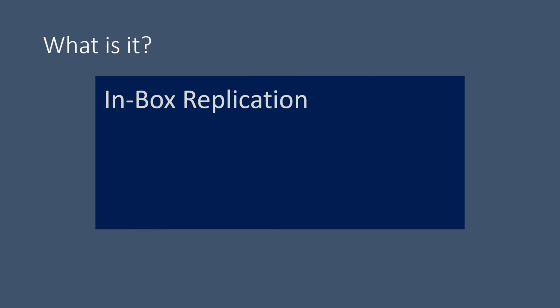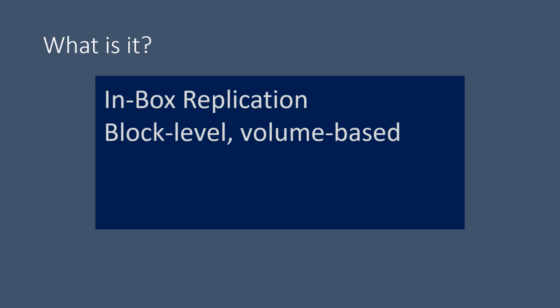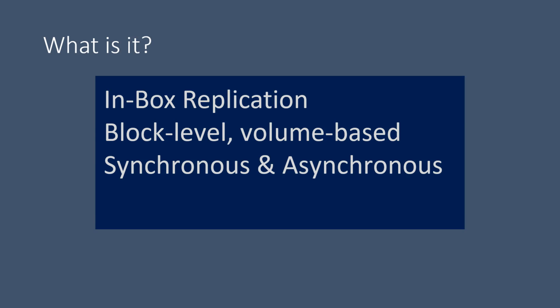So the first thing, what is it? First off, it is in-box replication. It comes in Windows. It is not an add-on, not anything else you have to pay for. It's in-box, ready to go. It is block level, volume-based replication. It's not file level based replication. It is block level. You can do synchronous or asynchronous. We'll talk a little bit about that here after a while and as we go along. We also take advantage of all the SMB3 transports that are available.